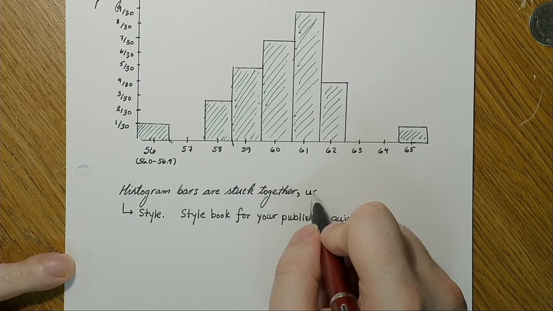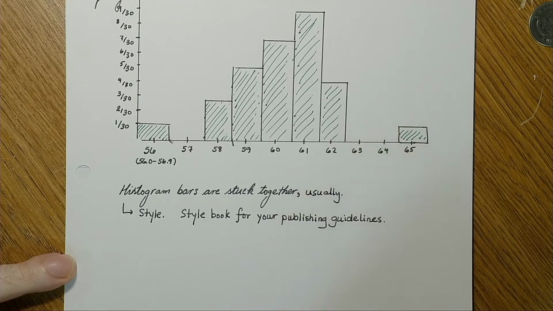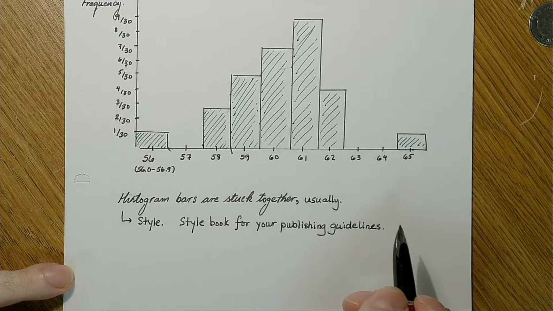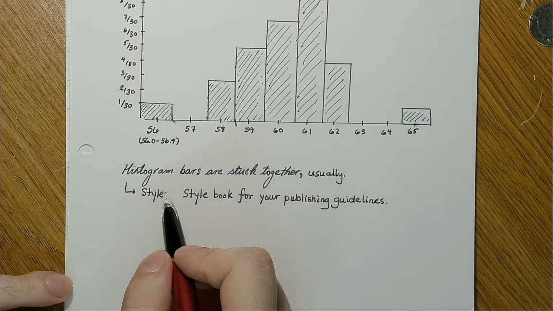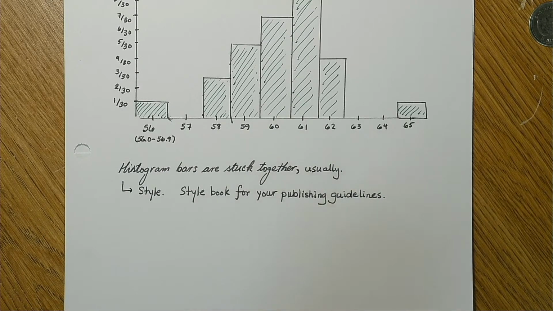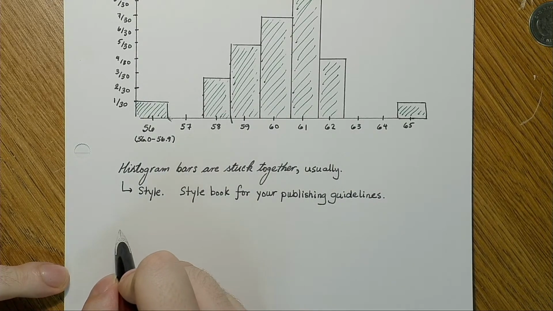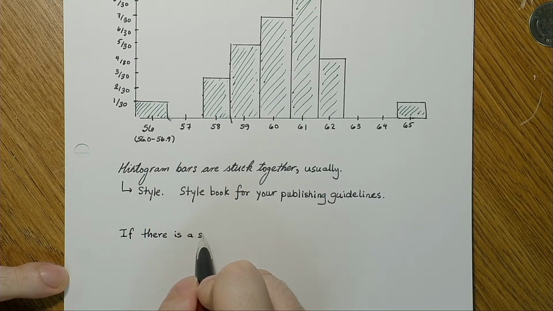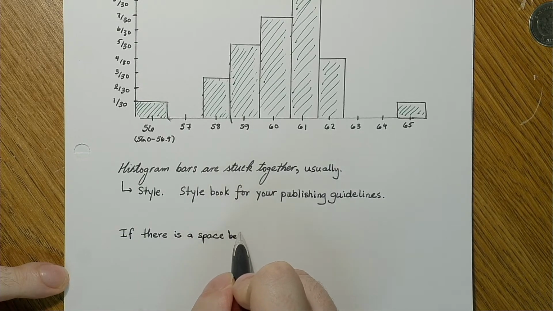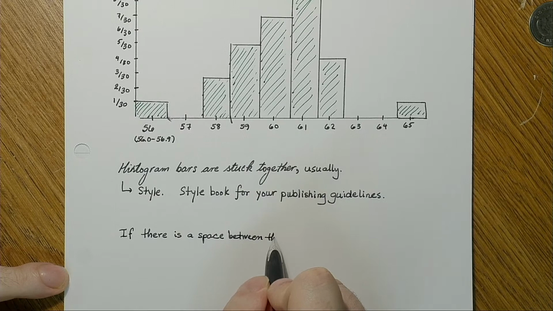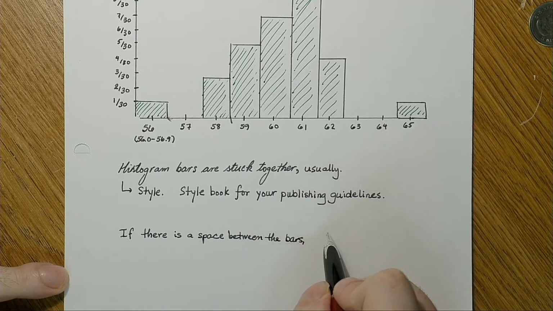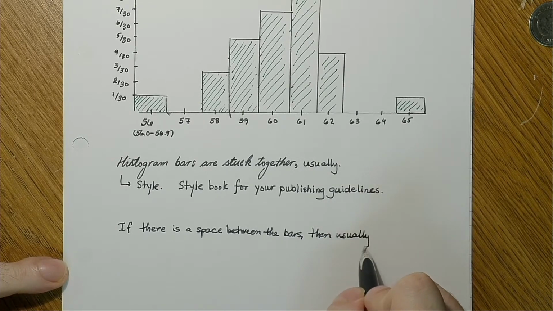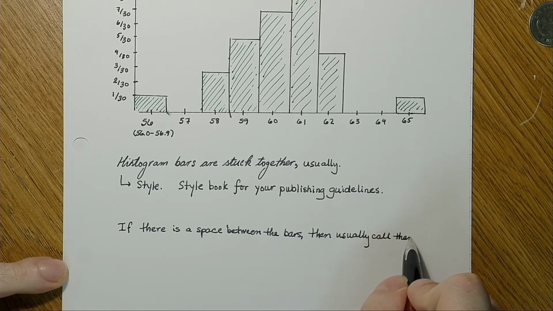I'm going to say the same thing about visual language as well. Most of the histograms that I've seen are usually stuck together, but some people may say they want a space in between it. If there's a space in between it, then they usually call them bar graphs.